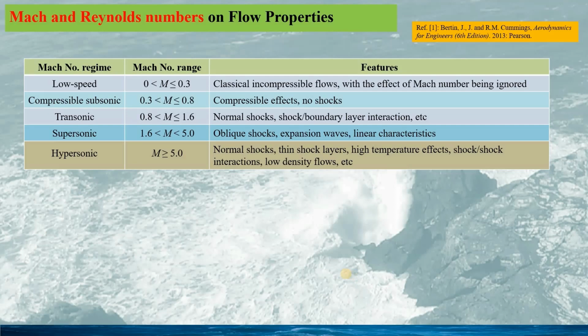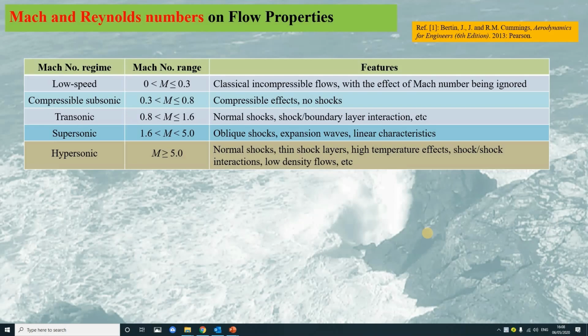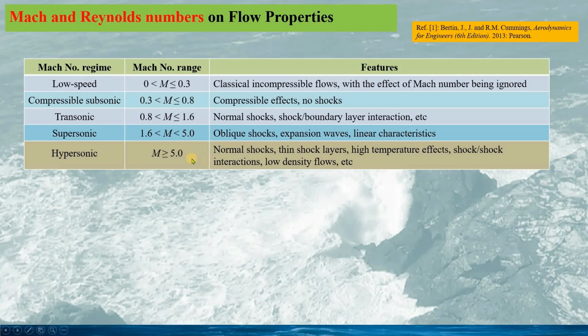But in this slide, we will see how the Mach number and the Reynolds number have an effect on the flows. Take the airflow past an airfoil as an example. For the airflow, we have very different ranges of Mach number. In the low speed flows, where the Mach number is smaller than 0.3, the classic incompressible flow can be taken, and the Mach number has no influence on the flow.